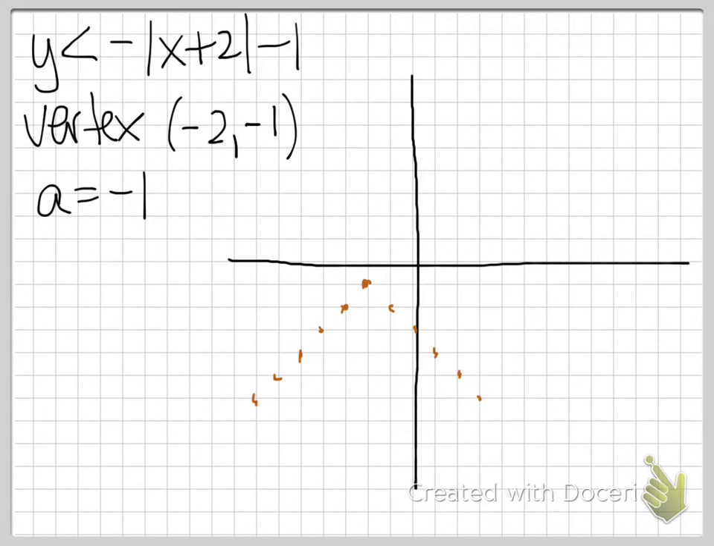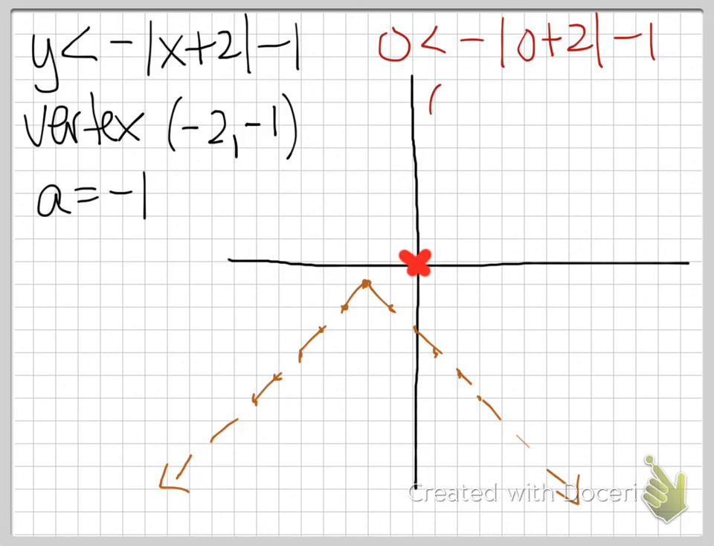So it opens down. I graphed my vertex and my slope of -1, and you need to remember that this is strictly less than, so it's going to be a dashed line with my absolute value. And again, we need to pick a test point. So now let's go ahead and try that test point. If I plug in 0 is less than -|0 plus 2| minus 1, well, 0 plus 2 is 2, and the absolute value of that is 2, but I still have that negative that's in front of the absolute value, so -2 minus 1. So I get 0 is less than -3.